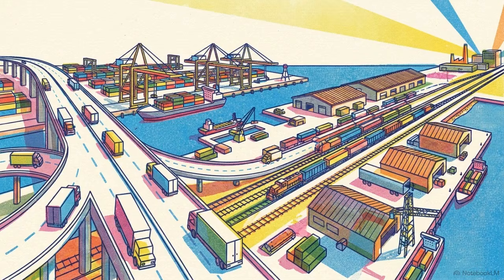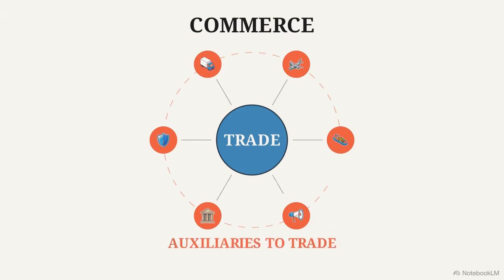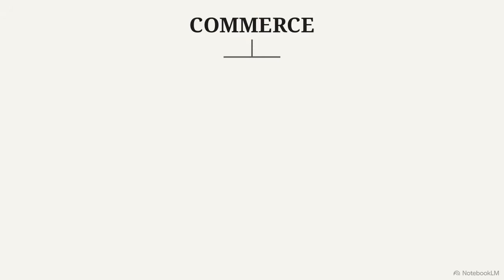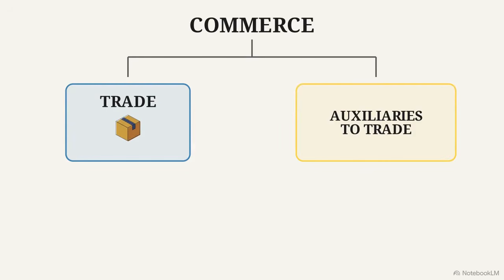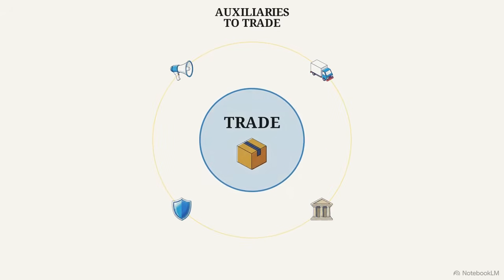This invisible system, connecting the factory floor directly to your front door, is called commerce. To look closer is to find a strict two-part ecosystem that governs exactly how every physical object in our world moves. Formally, commerce refers to all activities that facilitate the transfer of goods and services from a producer to a consumer. This chart shows how the system splits into two broad categories: trade and the auxiliaries to trade. Trade acts as the nucleus. It is the actual sale, transfer, or exchange of goods around which every other service revolves.